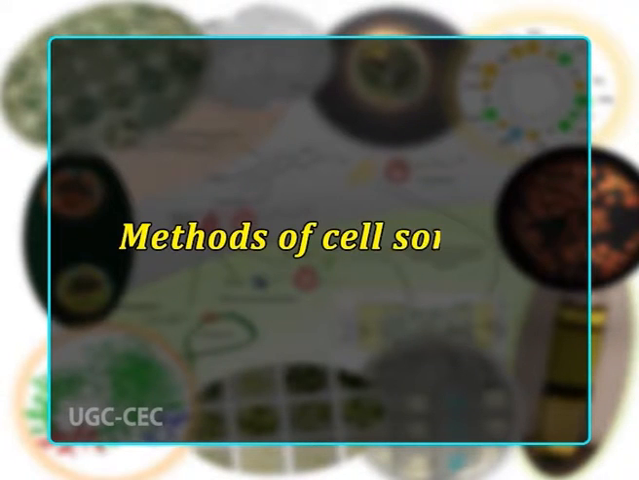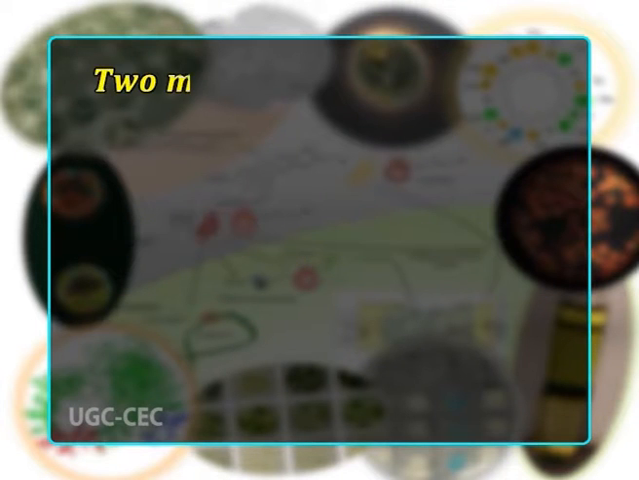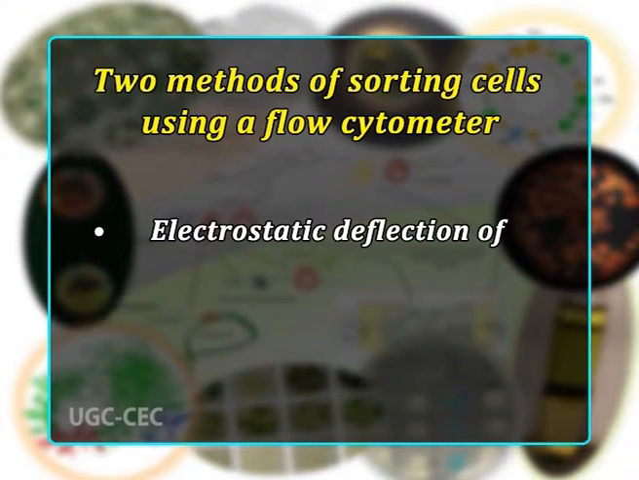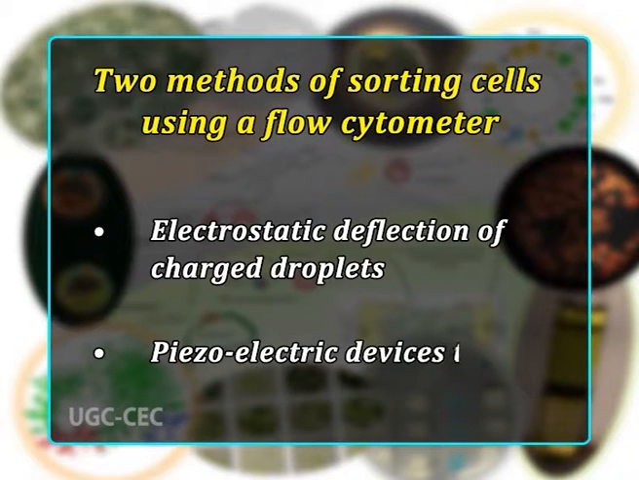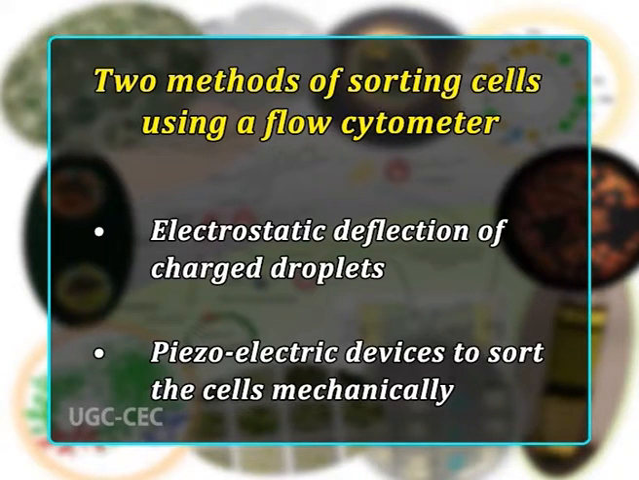Now I will briefly discuss the methods of cell sorting. There are two methods of sorting cells using a flow cytometer. The commonest method is electrostatic deflection of charged droplets, and alternative methods use piezoelectric devices to sort the cells mechanically.